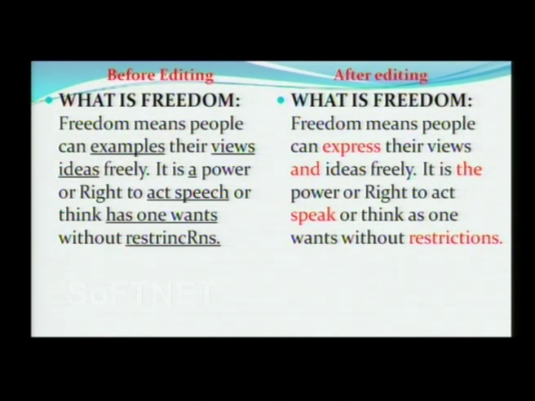It is the power of right to act. Speech is not the proper word. This is an error in word form. So we have to write that as "speak." Right to act, speak or think as one wants without restrictions. Here once again the error is in the spelling. So we have corrected it as "restrictions."